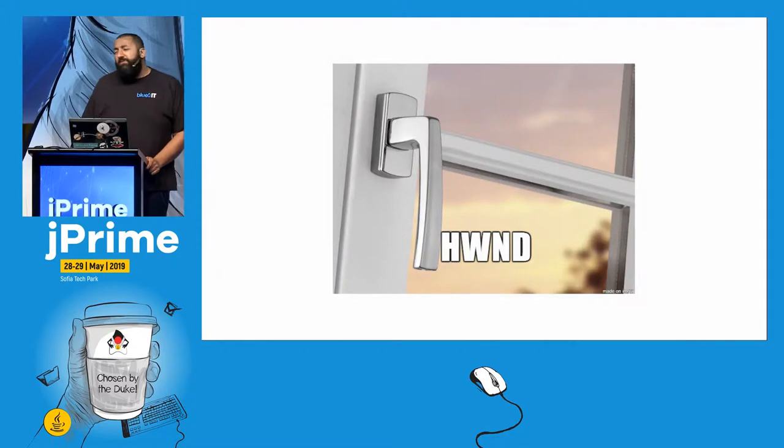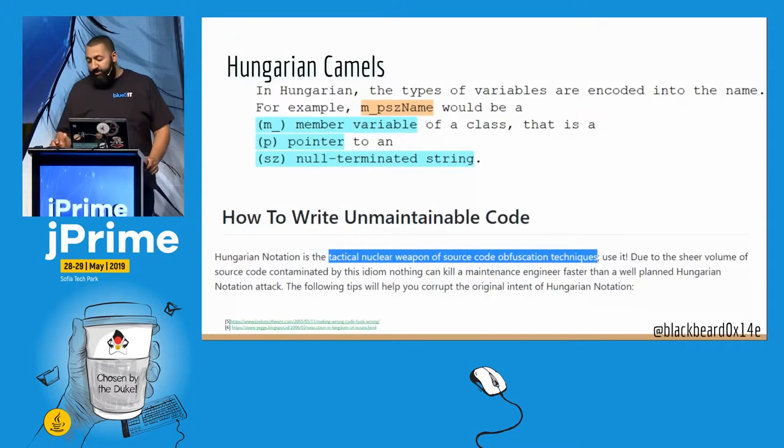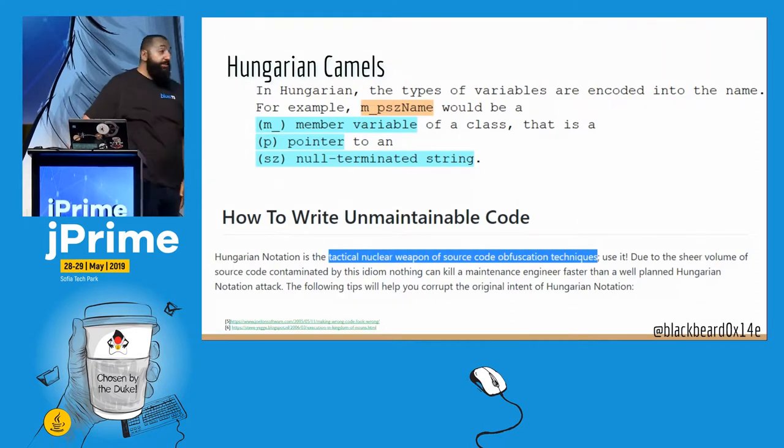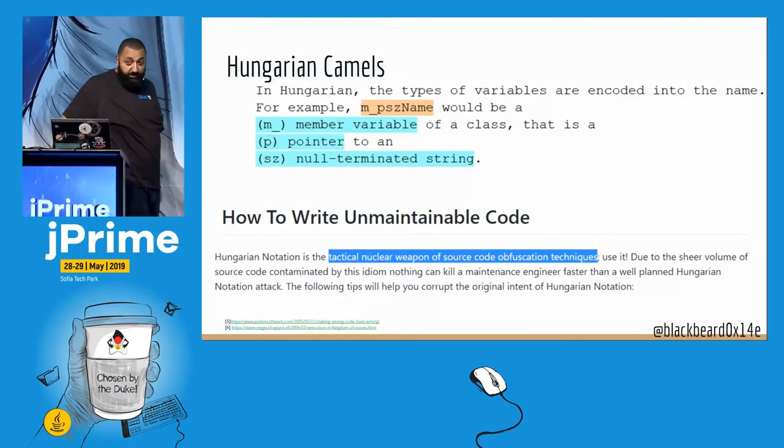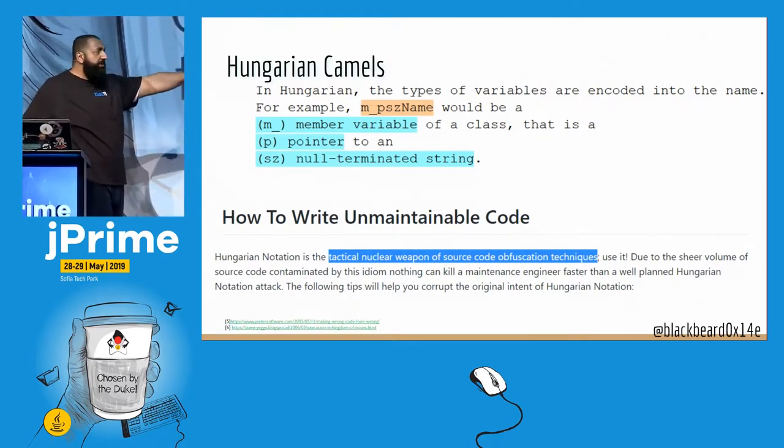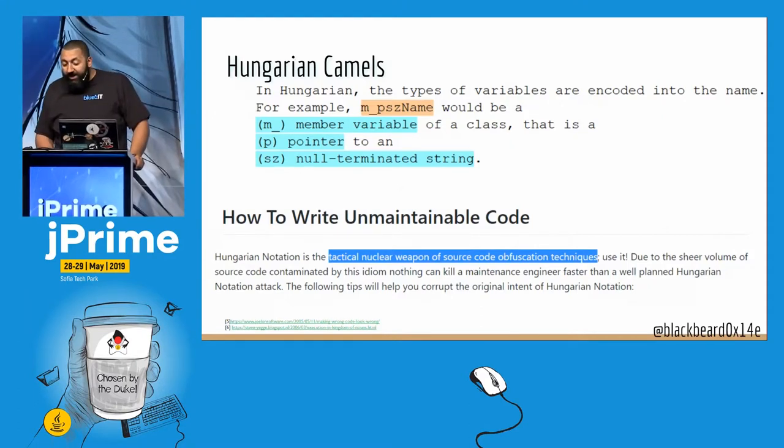This one is actually for fun. I didn't really have many problems with this. But if you don't know what Hungarian notation is, go read up about it. It's just awesome stuff. This document, How to Write Unmaintainable Code, everybody should read it. It's really awesome. So I'm not going to talk about this too much.